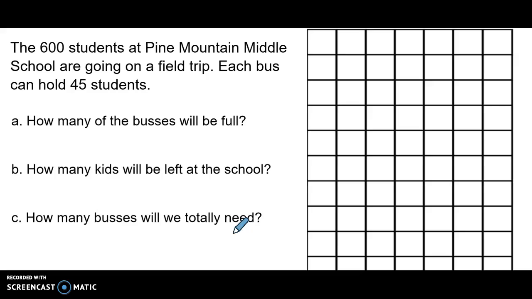All right. So we got to figure out how many buses we're going to need. Well, let's think. I've got to take 600 and I'm going to divide it up by 45 students. So 600 is my total students, right? There's my total, or my dividend. And the pieces, or the parts, are my 45 students. So I'm going to go ahead and put 600 divided by 45.